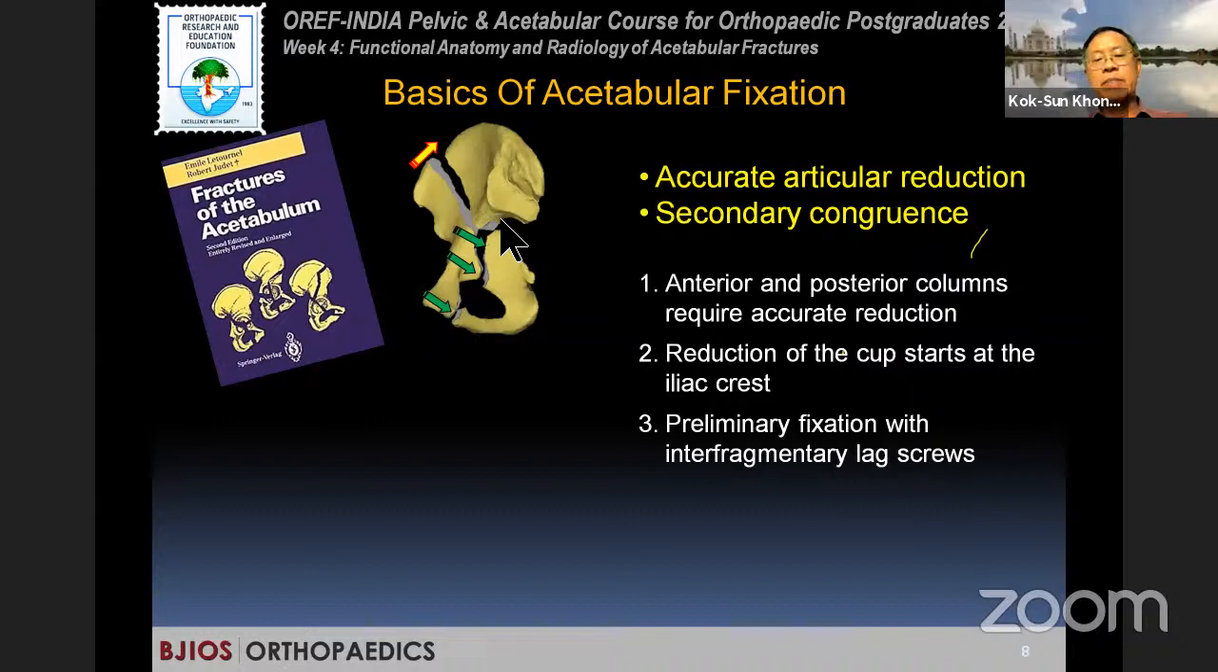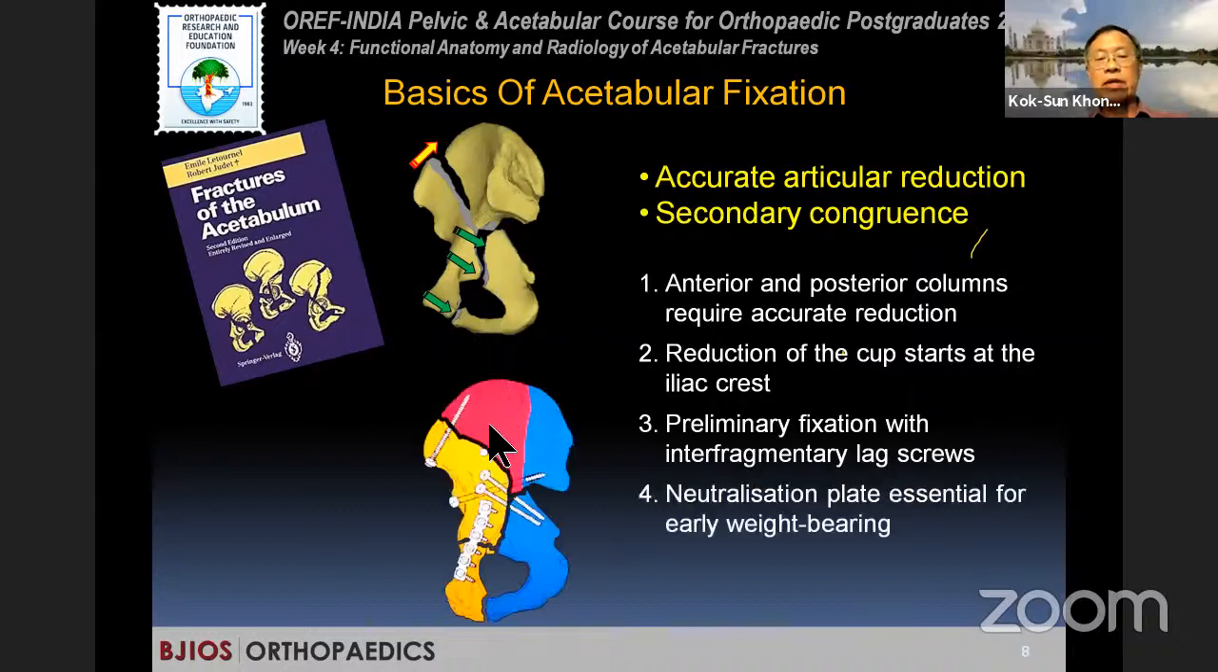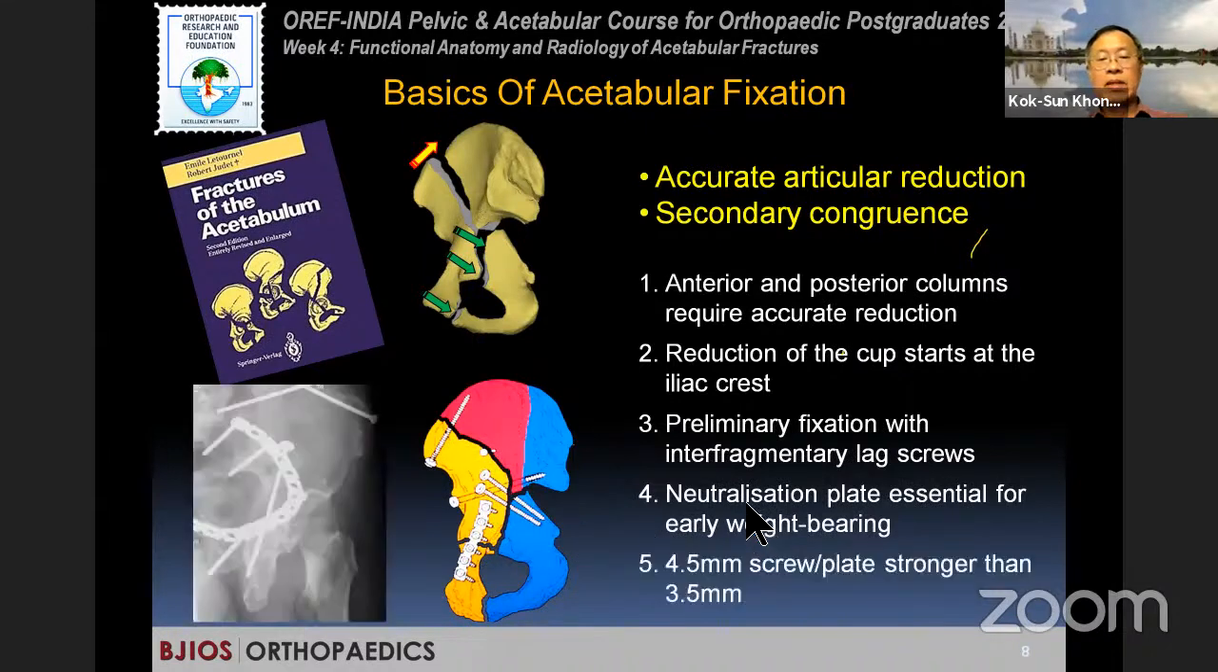Primary fixation is by lag screws, as I showed you in the previous diagram, but you need to have some sort of a neutralization plate in order to have early weight bearing. I always go for 4.5 screws. I think we discussed it last week.